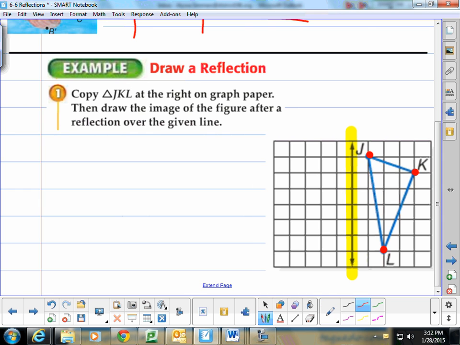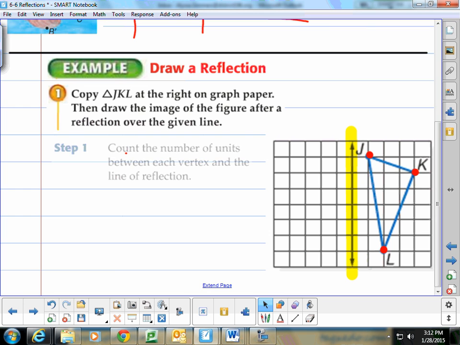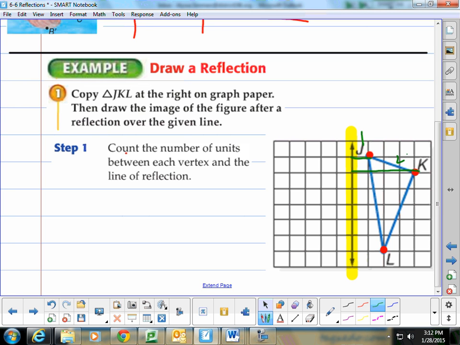So there's some steps that we follow when we do this. Step 1 is to count the number of units between each vertex and the line of reflection. First thing you need to remember is what a vertex is. A vertex, if you recall, is the point where two sides of a figure intersect. So the vertices are all our points, J, K, and L. So what we see is J is 1 unit away from the line of reflection. K is 1, 2, 3, 4 units away from the line of reflection. And L is 2 units away from the line of reflection.